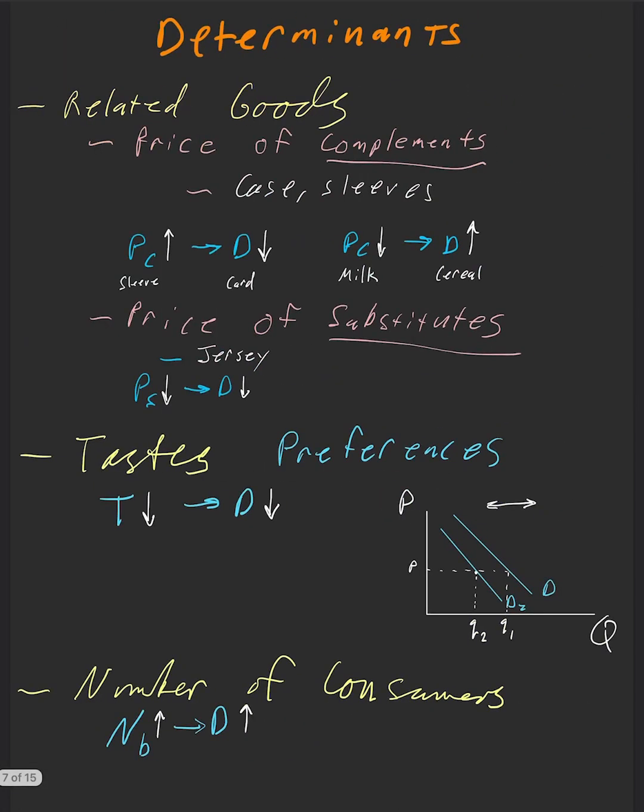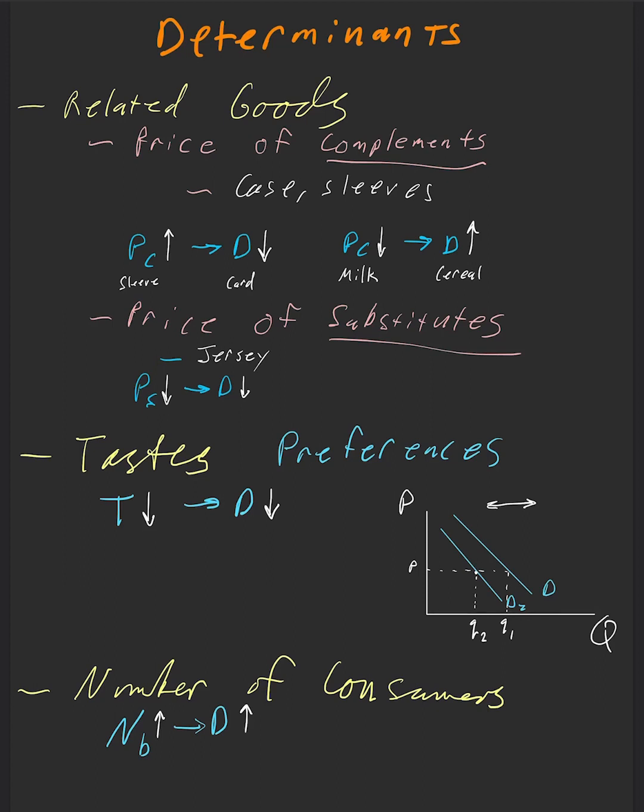Okay, next determinant is related goods. And there's two types of related goods. There are complements. Notice that there's two E's here. Complements and substitutes, right? So something complements another thing when it goes with it, right? And a substitute is something that replaces something.